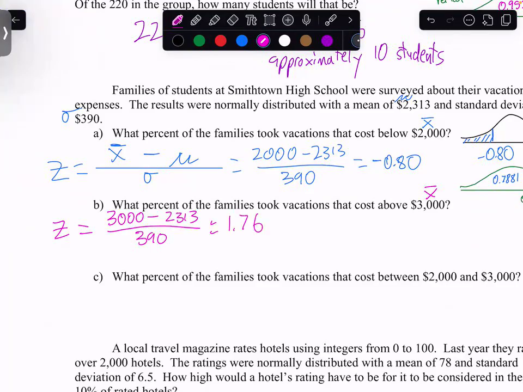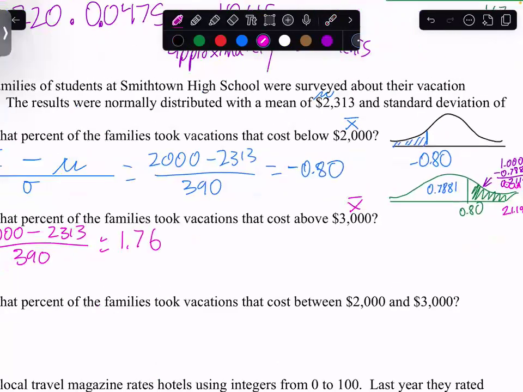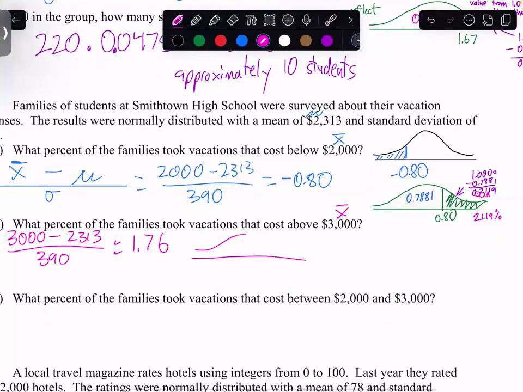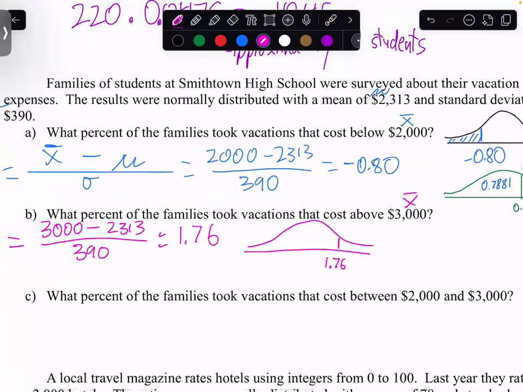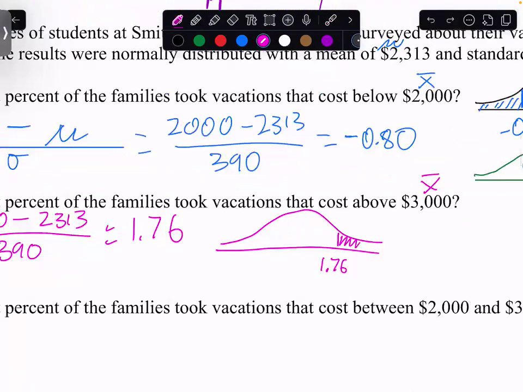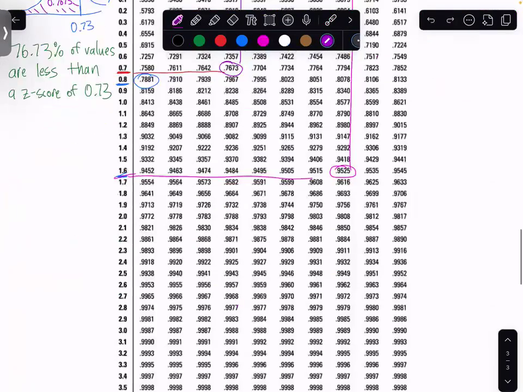This time we get a positive z-score of 1.76. Positive numbers are to the right of the middle. Now we decide, are we caring about the values less than it or more than it? We want to know about above, so that means we care about more than. That's why I shade to the right this time. I don't need to flip it over because it's already positive, but I'll go ahead and look up 1.76 on the table.